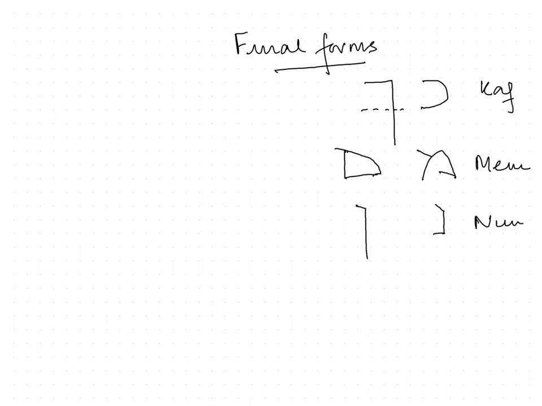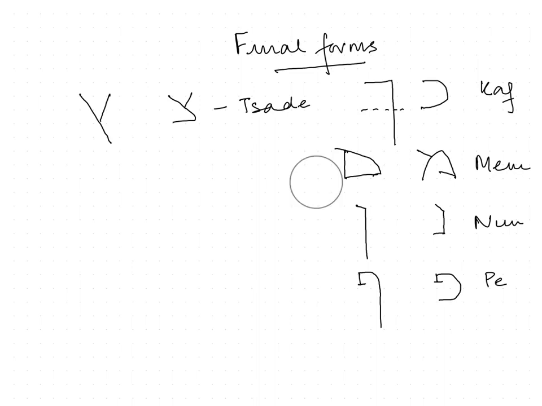Next we have Pe. All you do is just open that up, and that's below the line. And finally, you have Sade, which is simply, again, you open that up and it goes below the line. So these are the final forms that you need to be looking at.